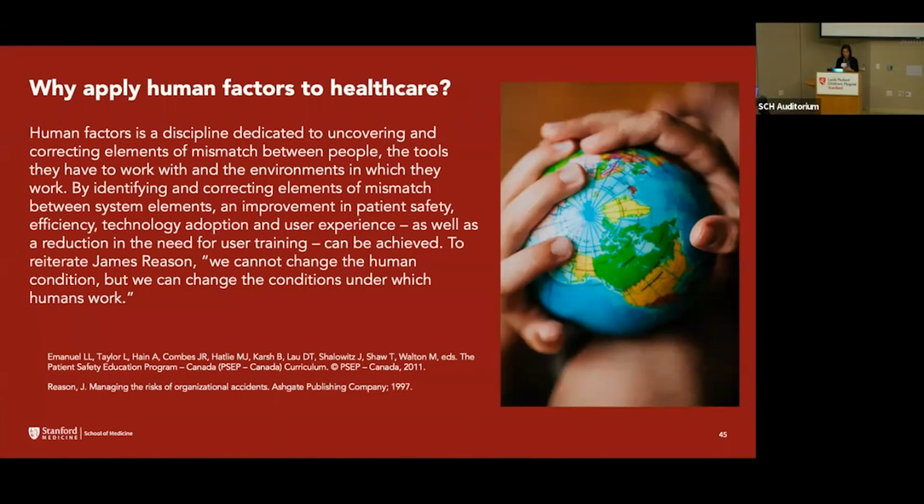So I want to end with this slide and this quote, which I think really sums up a lot of what human factors brings to healthcare. It's a discipline that's dedicated to uncovering and correcting the elements of mismatch between people, the tools they have to work with, and the environments in which they work. By identifying and correcting elements of mismatch between system elements, an improvement in patient safety, efficiency, technology adoption, and user experience, as well as a reduction in the need for user training, can be achieved. And to go back to James Reason, this psychologist who's been so foundational in human factors, his quote is, "We cannot change the human condition, but we can change the conditions under which humans work."